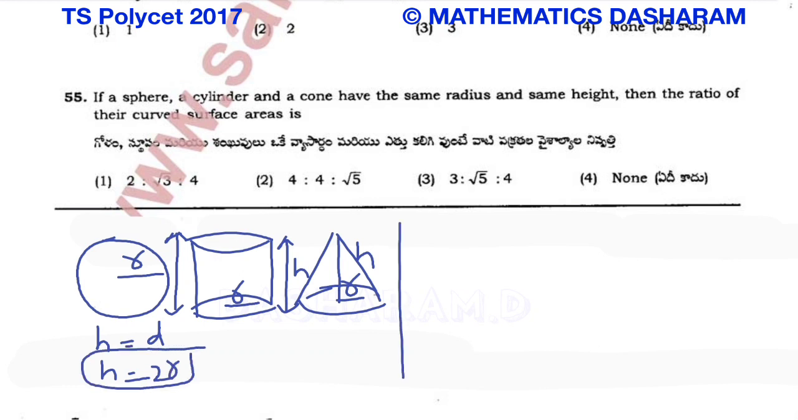Now it is asking what is the ratio between these three figures' curved surface areas. First, the curved surface area of a sphere. Here order is very important.